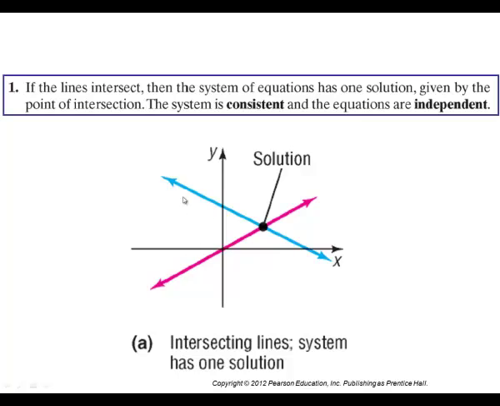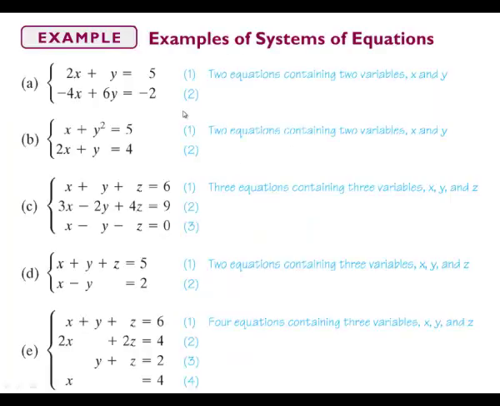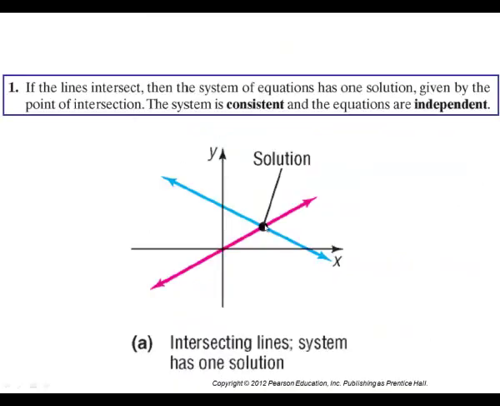Now, when you have two linear equations like this that intersect at a certain point, that point of intersection is the solution. So, back up here, if we were to solve for x and y and find what x and y are, that would be this point right here. And this has one solution in it. So this would be considered a consistent system, and these equations are independent.